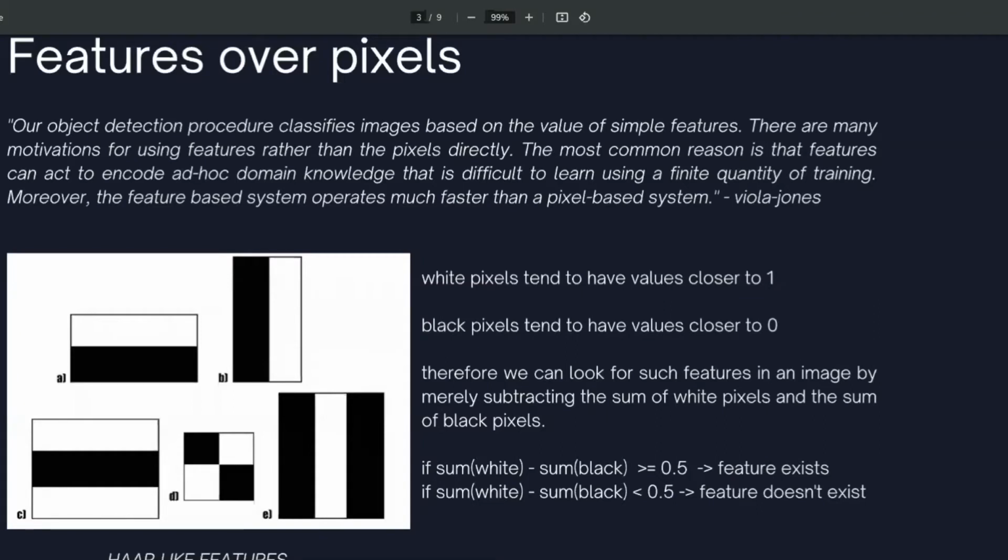So now, considering all the features in all their sizes, we end up having around 180,000 features. And moreover, these 180,000 features are looked for in a 24 × 24 sub window in the image.